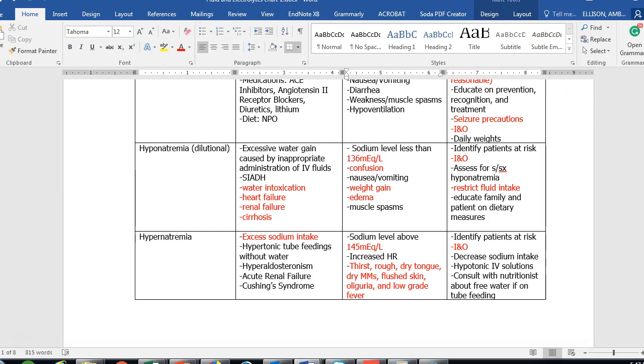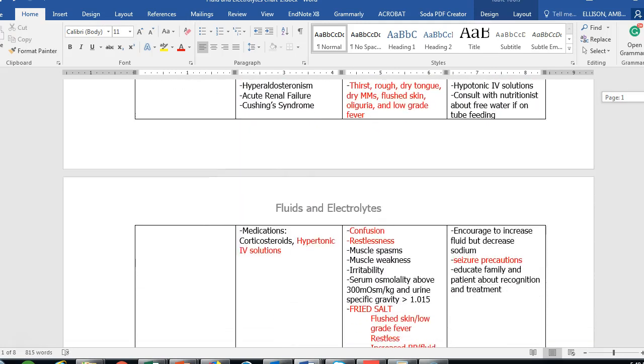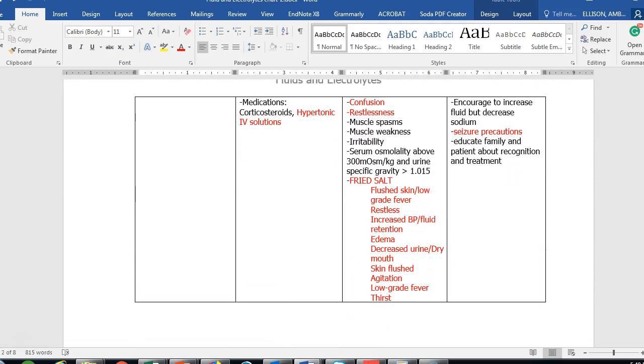An acronym to remember with hypernatremia is called FRIED SALT. And FRIED SALT stands for flushed skin, restless, increased blood pressure, edema, decreased urine, skin flushed, agitation, low-grade fever, and thirst. Look what it does to your osmolality. It's going to make it high, and it's also going to make your specific gravity in your urine high.